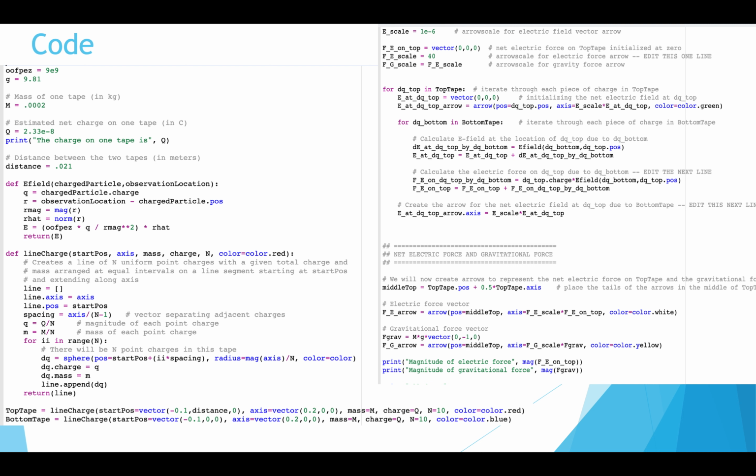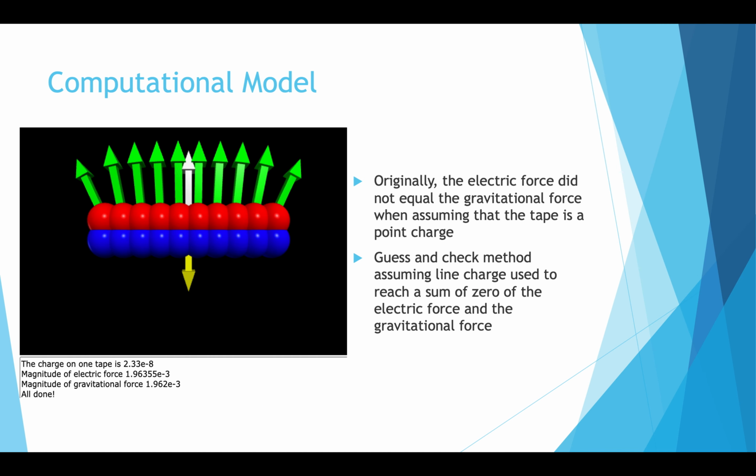Here is the code that is attached in my Glow script, which shows just the basic data that are put in, the electric field calculations, the calculations for Q, line charge, as well as the electric force and gravitational force and their magnitudes. This is what that code comes out to produce. The charge of one tape is 2.33 times 10 to the negative 8. The magnitude of the electric force is 1.96 times 10 to the negative third. The magnitude of the gravitational force, 1.96 times 10 to the negative third.